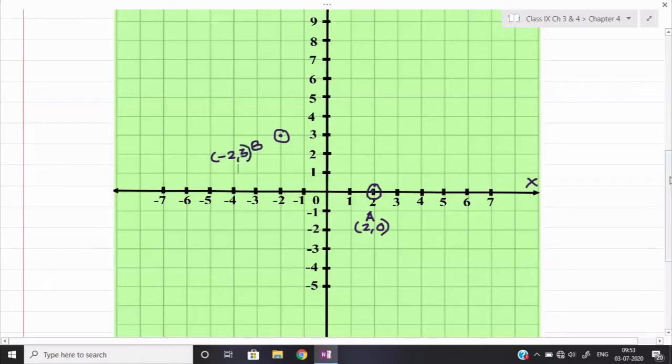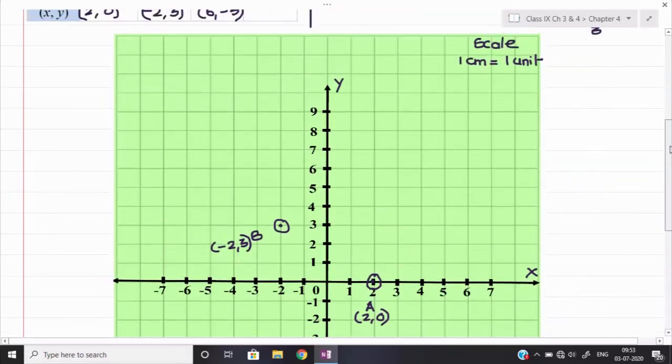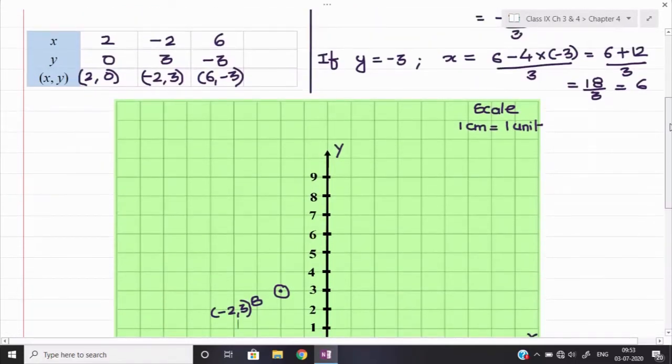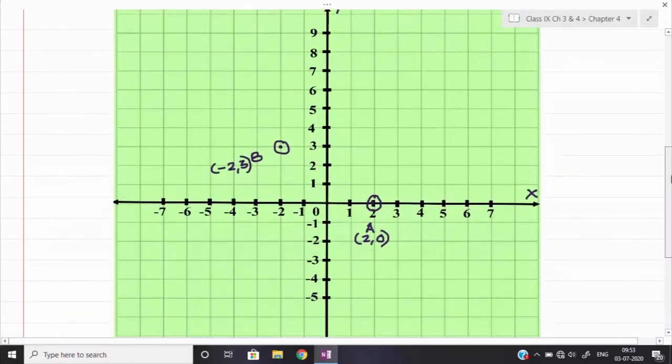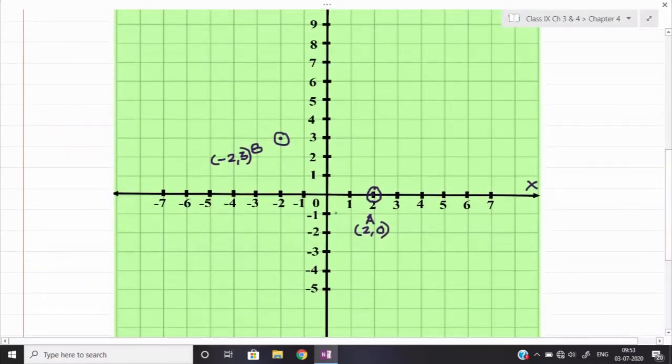Now what is the last point? The last point they are giving here is 6 comma minus 3, meaning the value of x is equal to 6. So see on the x-axis where 6 is; it is coming here. And the value of y given here is minus 3. So from 6 we will go in the downward direction, and in front of minus 3 on the y-axis we shall mark our third point, point C, which is 6 comma minus 3. Now let us draw a line between them.